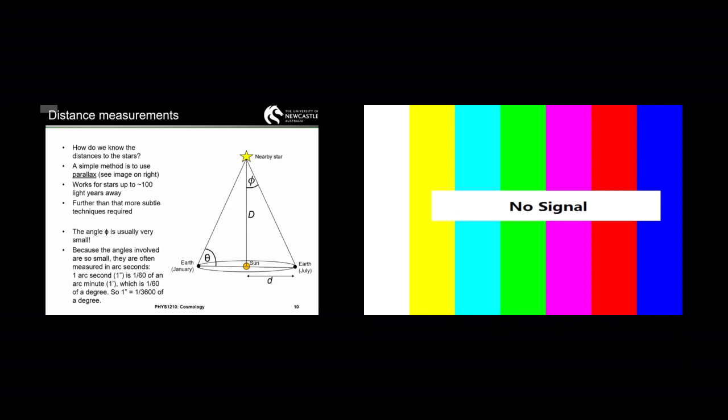And if we can figure out the change in the angle that we have to look at to see the star, then we can start to draw triangles like we've got here, and we can use Pythagoras' theorem.